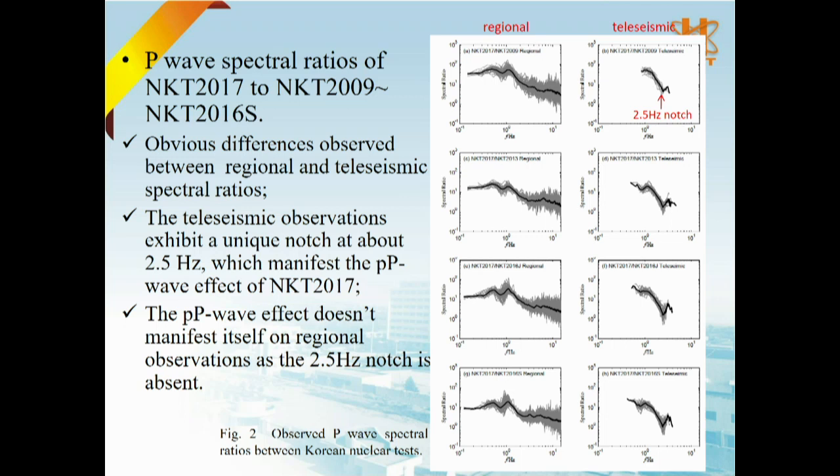This is a result of observation. Clear differences are observed between regional and teleseismic spectral ratios for P wave spectral ratios of the sixth Korean nuclear test relative to nuclear tests conducted between 2009 and 2016. The teleseismic observations exhibit a unique notch at about 2.5 hertz, which manifests the little p, big P wave effect of the sixth nuclear test. In contrast, the pP wave effect doesn't manifest itself on regional observations, as the 2.5 hertz notch is absent.